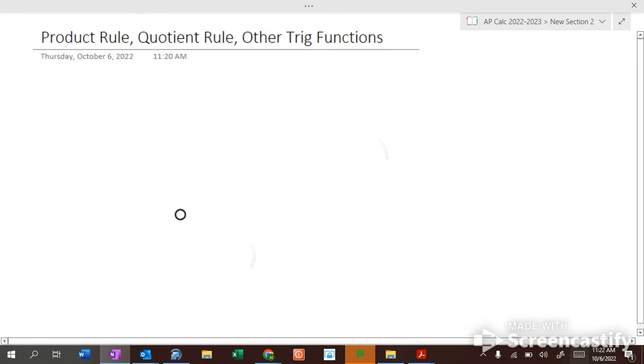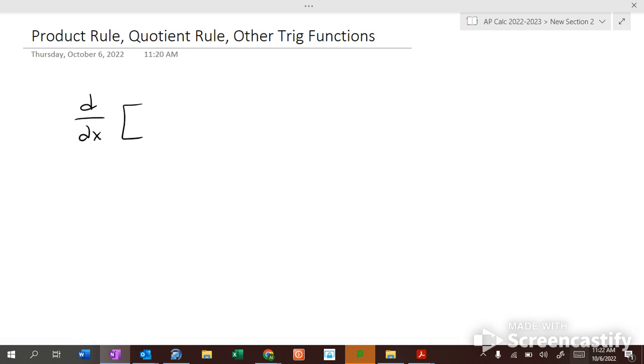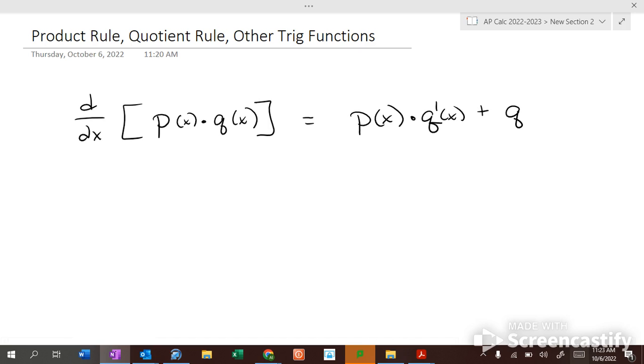All right, the product rule. If you're multiplying things together and you need to take the derivative of it, so the first derivative of two things, let's call them P of X and Q of X. If we're multiplying those two together, then to do this, we take P of X times the first derivative of Q of X plus Q of X times the first derivative of P of X.